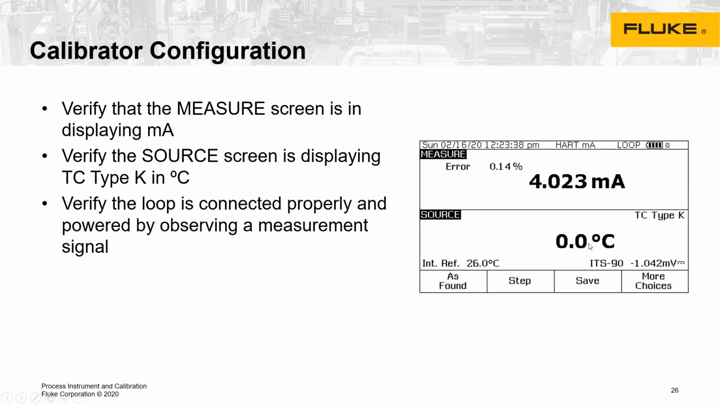Once we're back in calibration mode, seeing a dual source and measurement screen gives us a good idea that we have established, and this is a good point to make sure that we are connected properly. If we are sourcing a Type K thermocouple and getting a 4 milliamp feedback with a slight error, it's a good indicator that we have established a good loop and we have good feedback. If we were getting no milliamp response, we would probably have an open line somewhere.